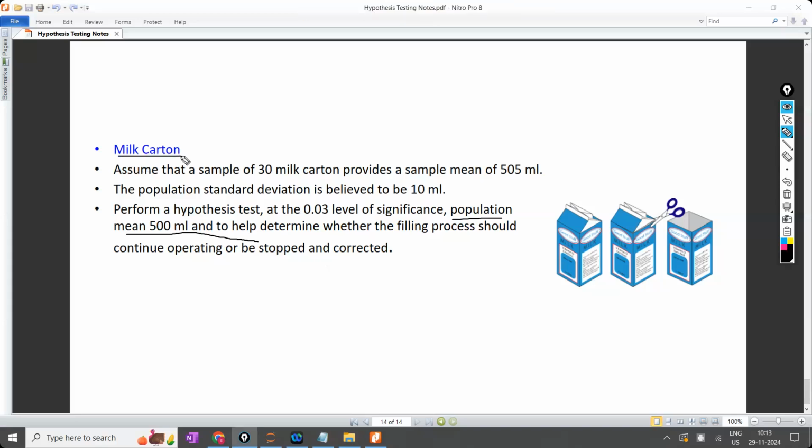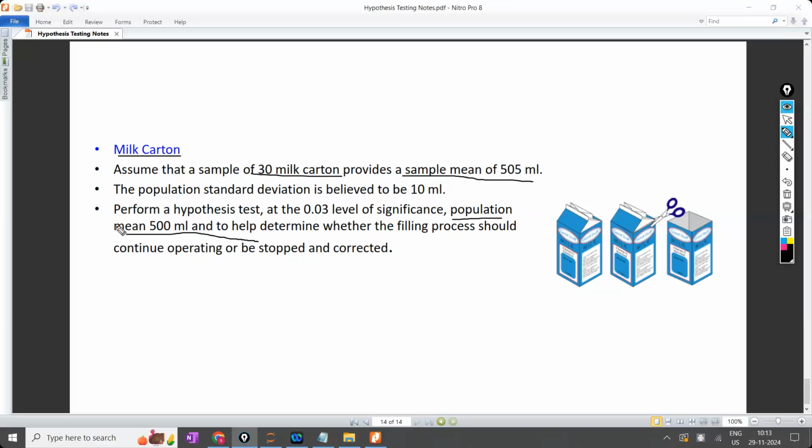Now see here. Milk carton means milk packets. Assume there is a sample of 30 milk cartons, meaning they have taken 30 packets and checked the ml in them. In the 30 packets, they have checked how much milk is there in each packet, and their average is 505. That 30 packets' average is 505. This is the sample they have collected. In that sample, the average is 505. The population standard deviation is 10 ml.